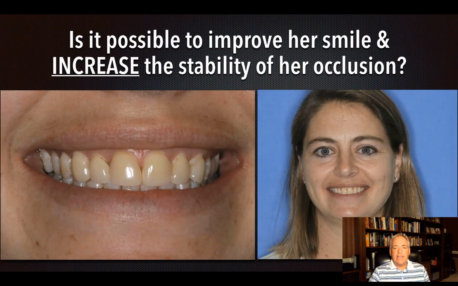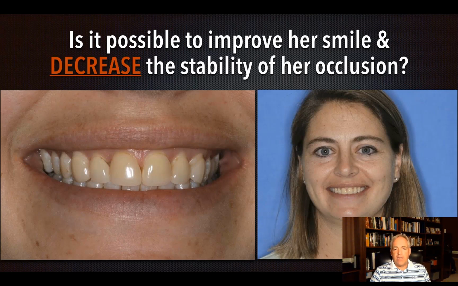The last one we'll just look at is to think about. This is a patient that's coming in, again, purely for aesthetics. You look at her, she doesn't seem to have a lot of occlusal disease, just sort of some dentistry she's not very happy with, veneers that don't look very good. And so what I want to ask you is, is it possible to improve her smile and to increase the stability of her occlusion, to actually manage the forces better? Absolutely, we absolutely can do that.